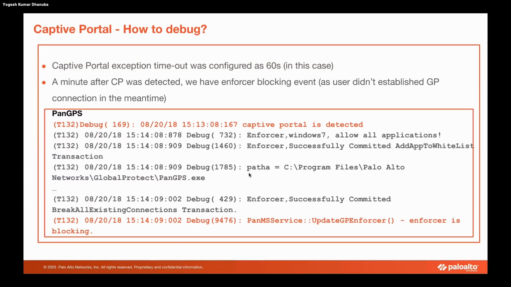So here, if you see in the pan GP log, even in the debug mode, you would see that the enforcer has started blocking connection. And then if you have the timestamp of the user's issue, which is why recording is recommended, you would know that enforcer was blocking that connection at the time, and no problem. And the captive portal detection is also logged there. So that's where the administrator needs to make sure that the configuration is refined in a way where they allow the user enough time to authenticate.